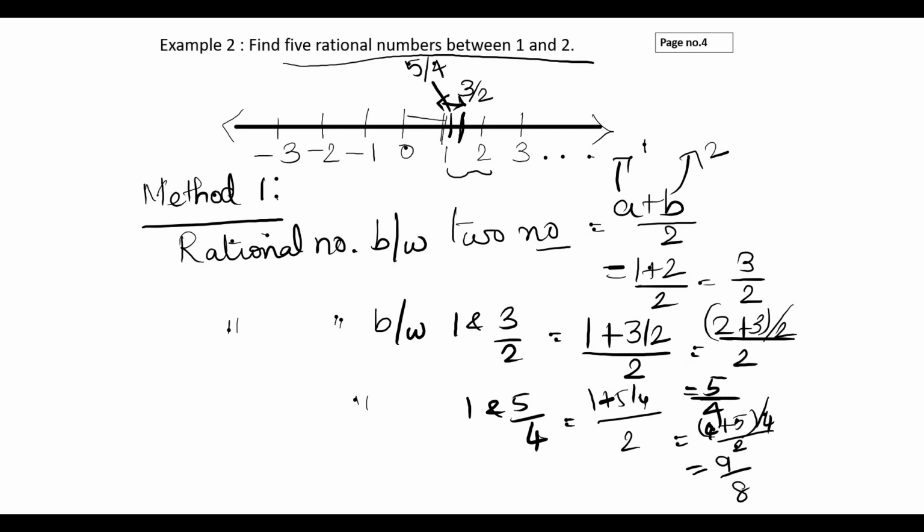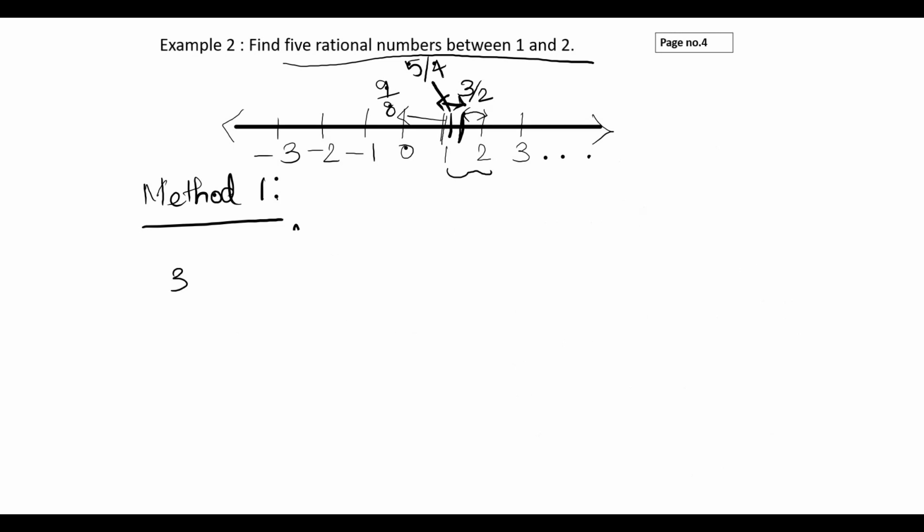So, we got 3 fractional numbers, that is 9 by 8, 5 by 4 and 3 by 2, between 1 and 3 by 2. Similarly, we can find a few more rational numbers between 3 by 2 and 2. So, now a and b will be 3 by 2 and 2. So, a plus b by 2 will be 7 by 4. This is the midpoint between 3 by 2 and 2.